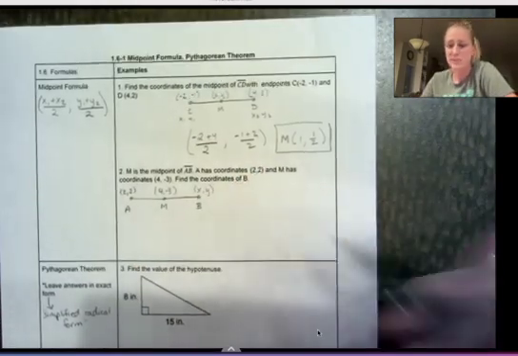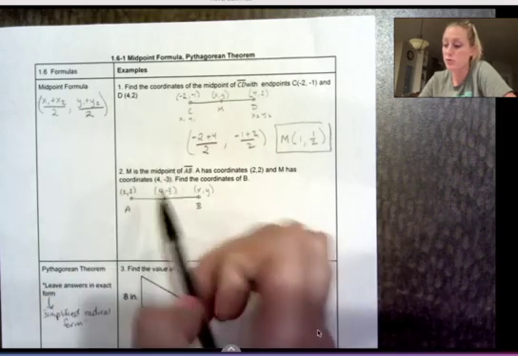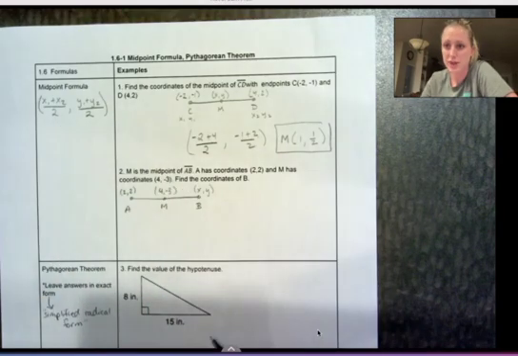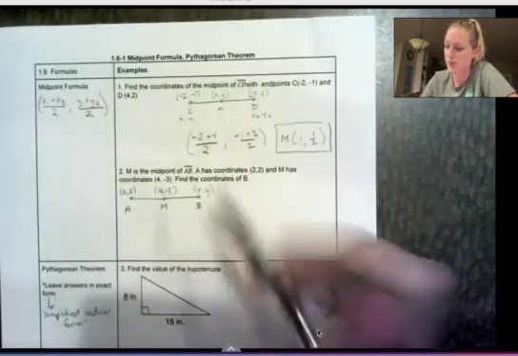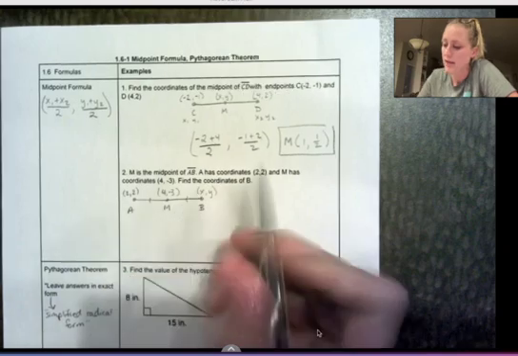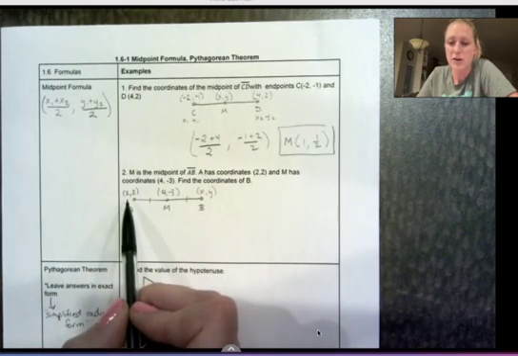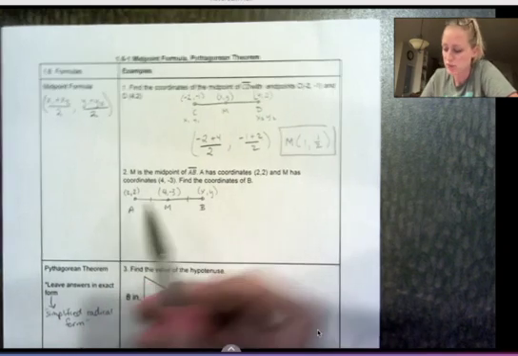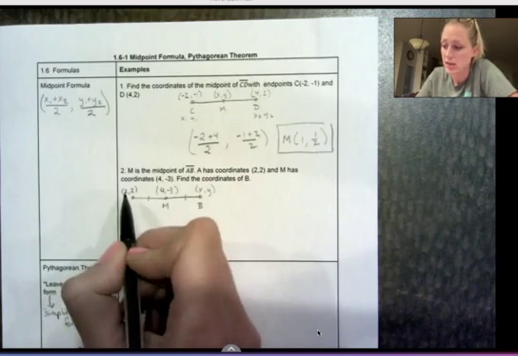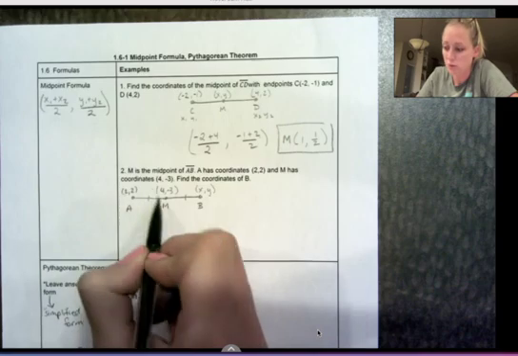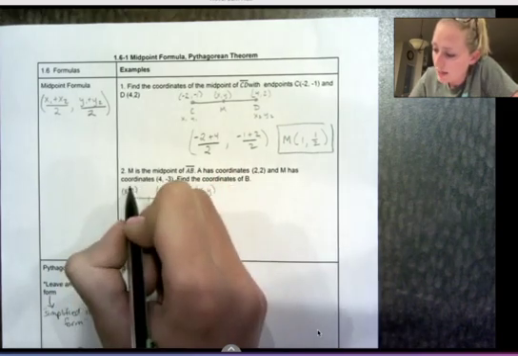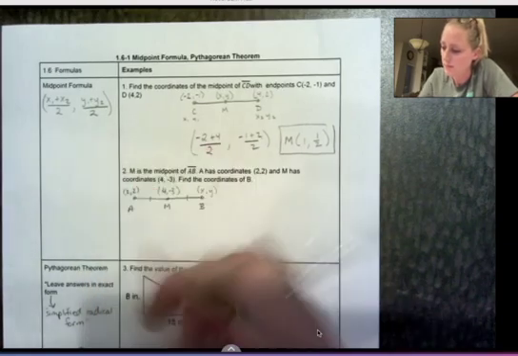So this one's kind of different. The formula is used to find the midpoint, but in this case, I actually know the midpoint. So I'm going to show you a nice way of finding the endpoint. Because these are equal distances, I'm going to look at how far it is from x to x. What do I need to add or subtract to 2 to get to 4?